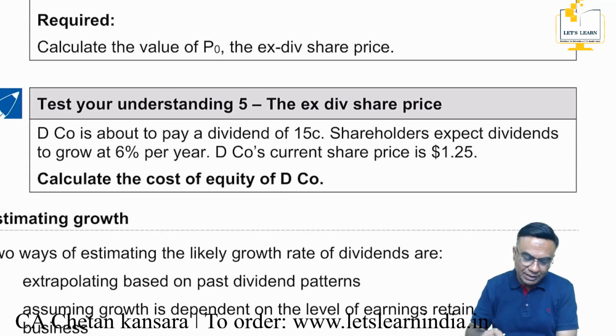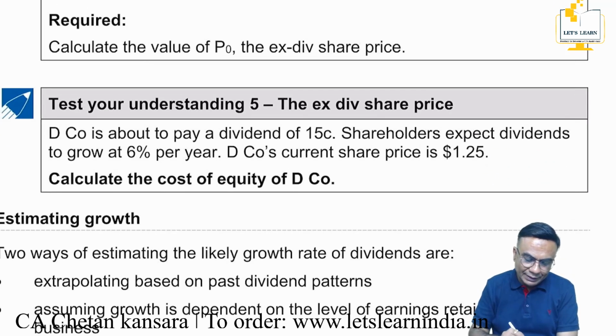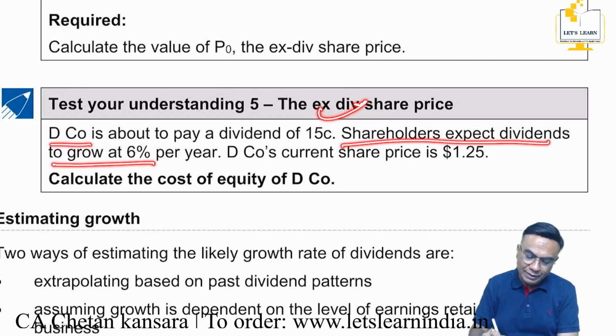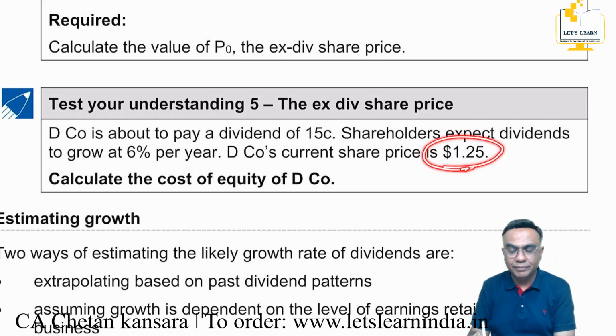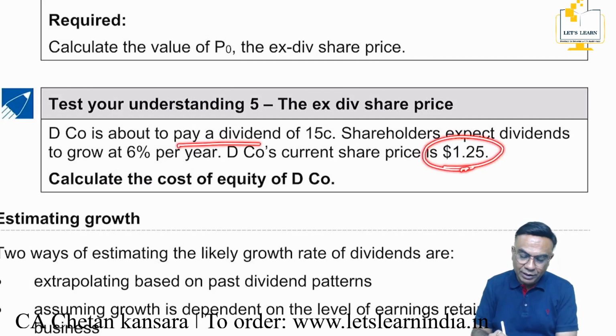Let us take one more example. D company is about to pay a dividend of 15 cents. About to pay. The shareholders expect the dividend to grow at 6%. D Limited's current share price is $1.25.